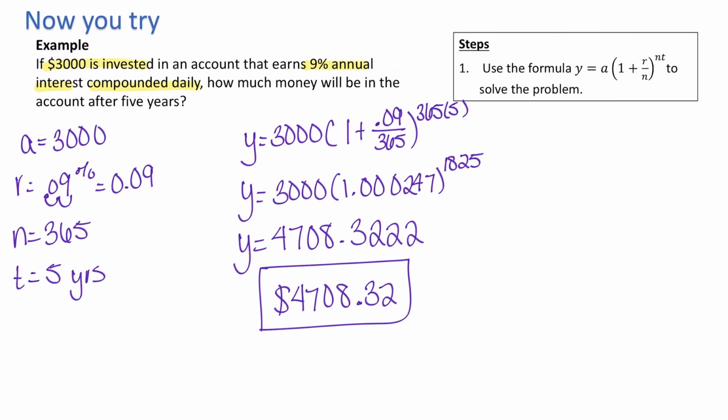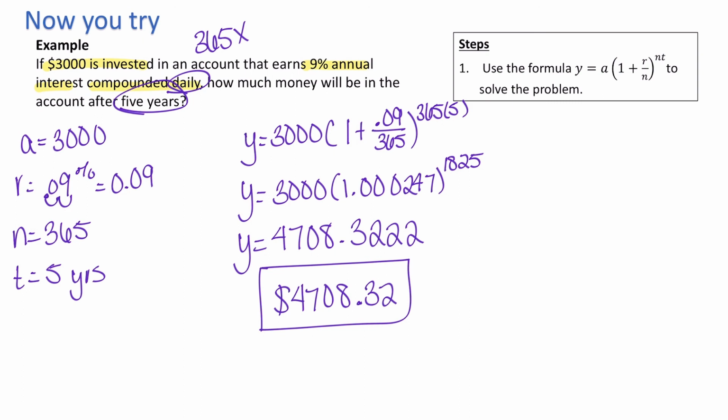In this example, $3,000 is invested in an account that earns 9% annual interest compounded daily. So how much money will be in the account after 5 years? Okay, so the starting investment A is $3,000. R is 9%, which is 0.09. N is 365 because we have compounding daily, so 365 times a year. And then we have T equals 5 years.